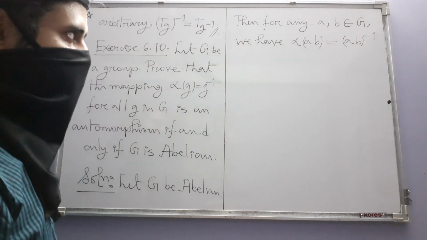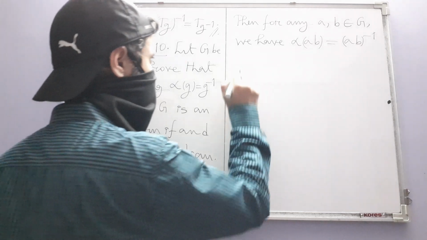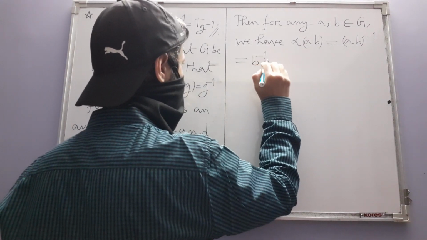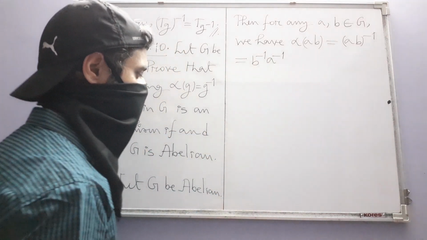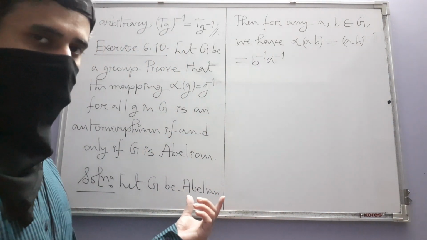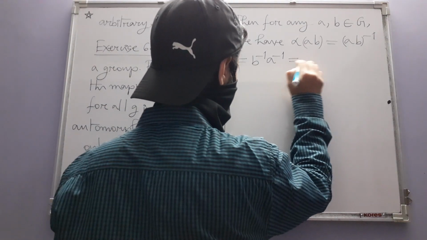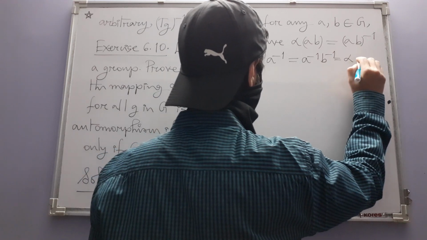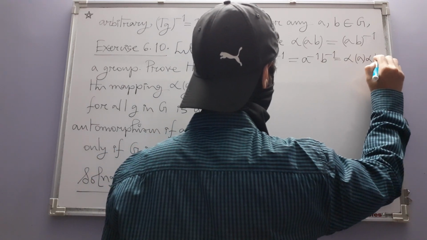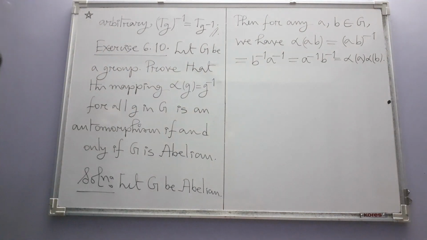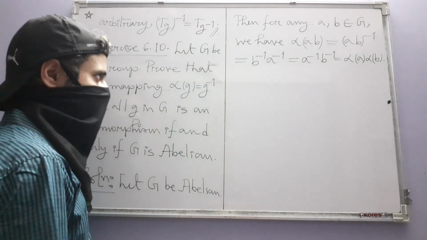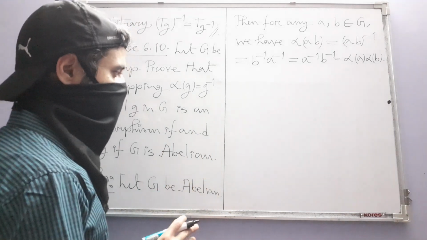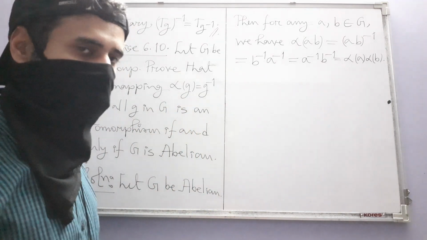Now we know from elementary group properties that this is B inverse A inverse. But because we have assumed that G is abelian, we can write it as A inverse B inverse. So this is nothing but alpha of A times alpha of B. So one of the conditions for alpha to be isomorphism has been verified. Now we need to prove that alpha is bijective.